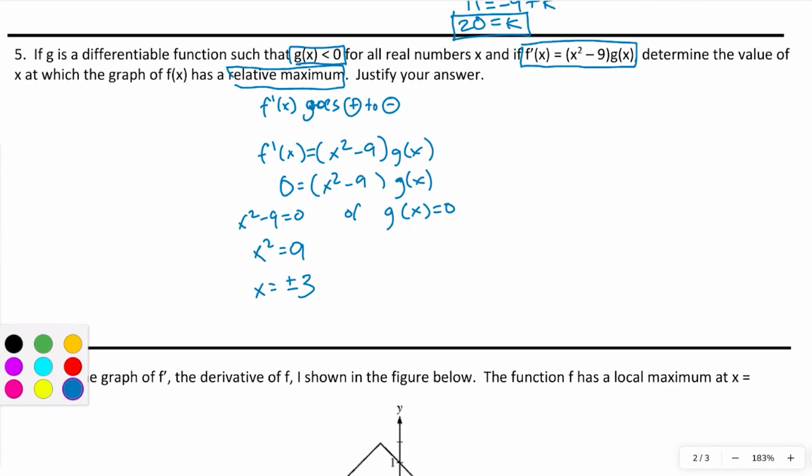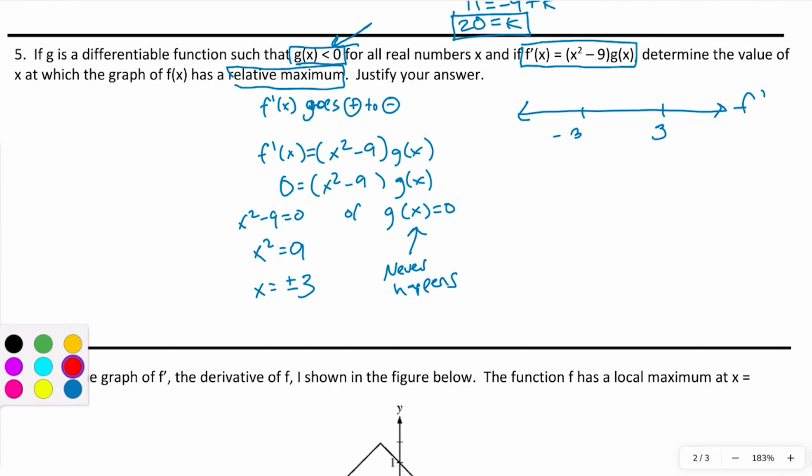Now here's the thing. It says g of x is negative for all real numbers x. So g of x equaling 0 never happens, right? Because it's negative for all x values. So the only two critical values here are going to be plus or minus 3. So when I draw my little sign chart here for f prime, I'm going to put negative 3 and 3 and start testing the different intervals.